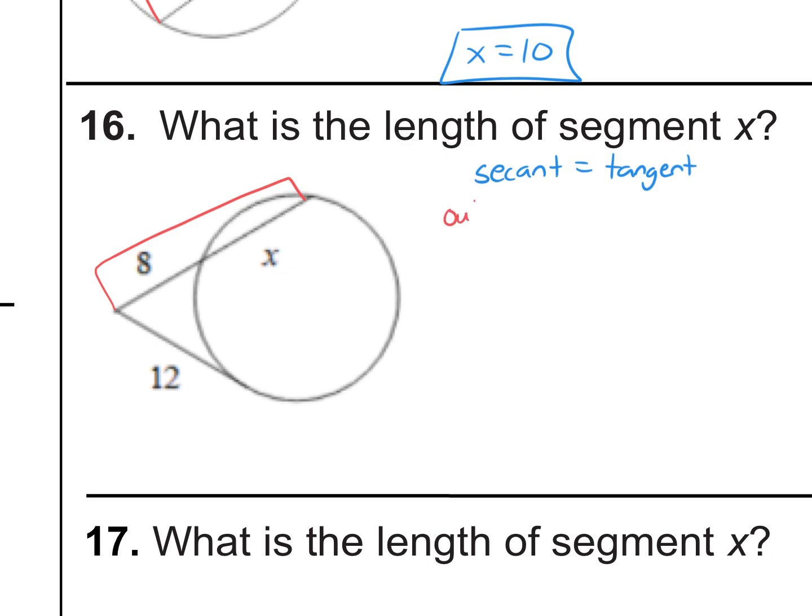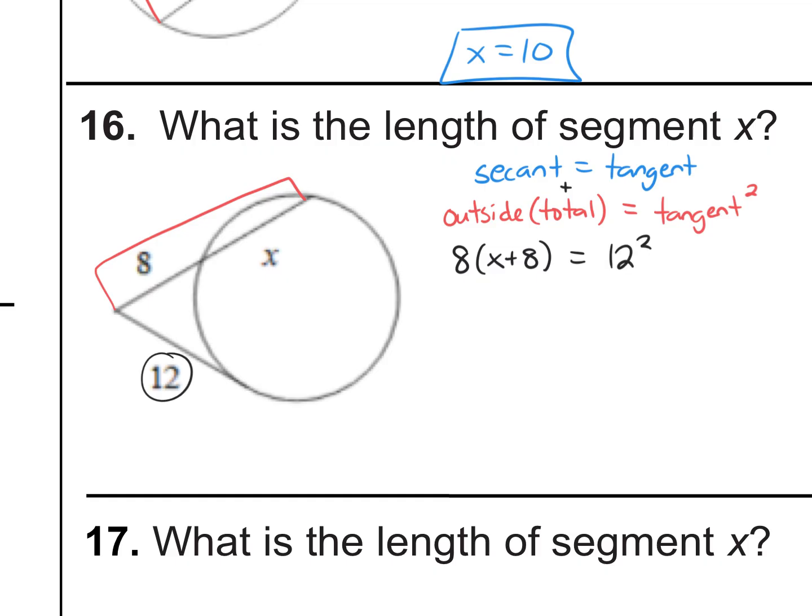Correct. If I put this into words, it's outside times total. What does it mean to find a total of something? Add. Okay, so what is the outside of that line? 8. Total, 8 plus x. Correct. I can write x plus 8, or can I have these flip-flopped? Yes. Okay. What about the tangent line? It's just squared. We take whatever that tangent line is and we square it. So what is my tangent line? 12. So I square it.